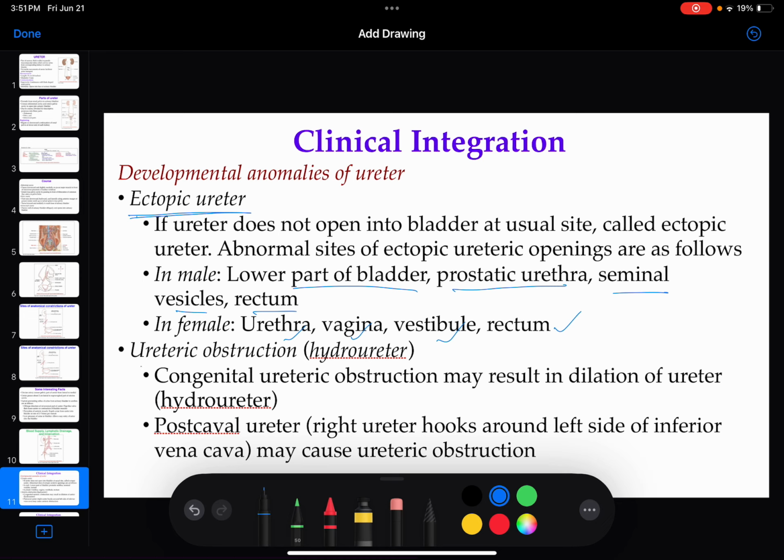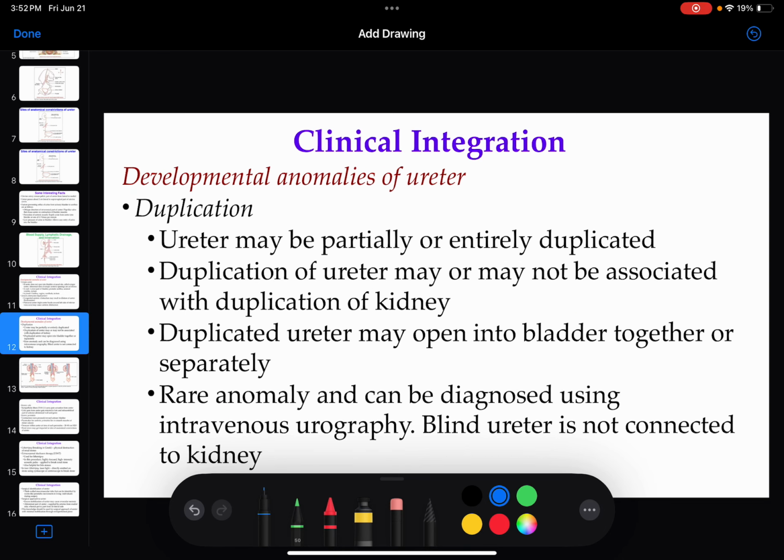And ureteric obstruction. Any stones, renal calculus, may fall into the ureter and obstruct the ureter. So then urine can't enter into the distal part of the ureter or into the bladder, and it leads to dilatation of the ureter, that is called hydroureter. And postcaval ureter: the right ureter hooks around the left side of the inferior vena cava. So this is called postcaval ureter. This also may cause ureteric obstruction. So first one is ectopic ureter, second one is ureteric obstruction.